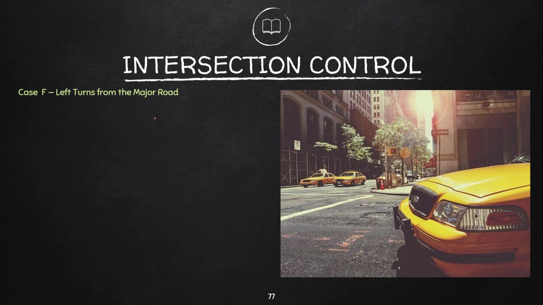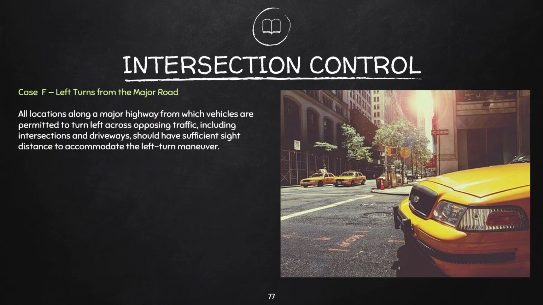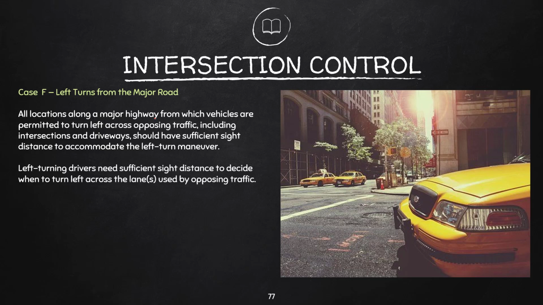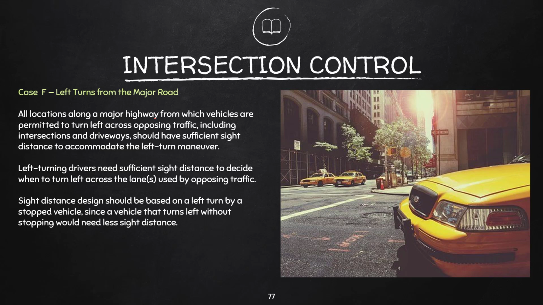Case F is for left turns from the major road. Locations along a major highway from which vehicles are permitted to turn left across opposing traffic, including intersections and driveways, should have sufficient sight distance to accommodate the left turn maneuver. Left turning drivers need sufficient sight distance to decide when to turn left across the lanes used by opposing traffic. Sight distance design should be based on a left turn by a stopped vehicle, since a vehicle that turns left without stopping would need less sight distance.